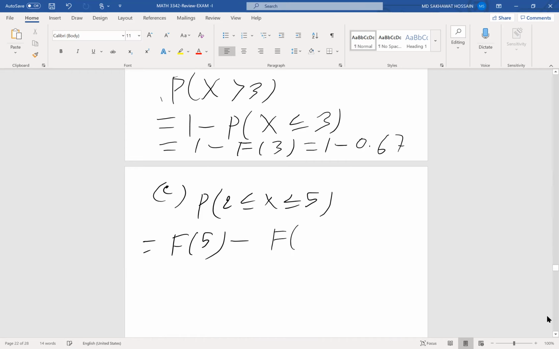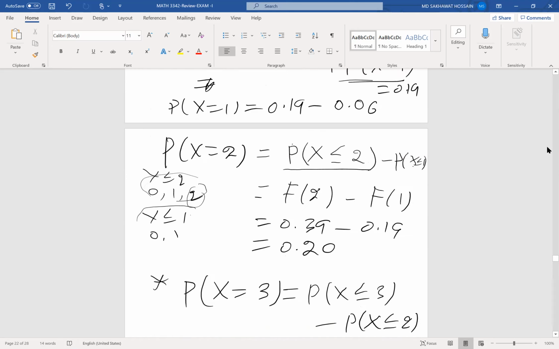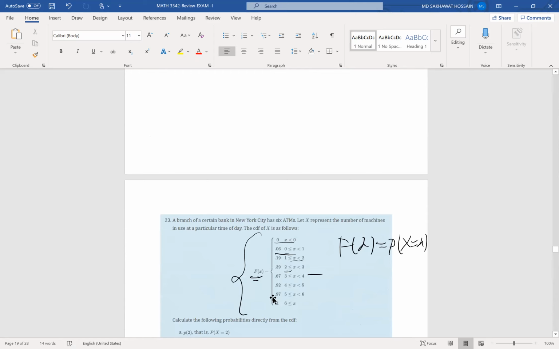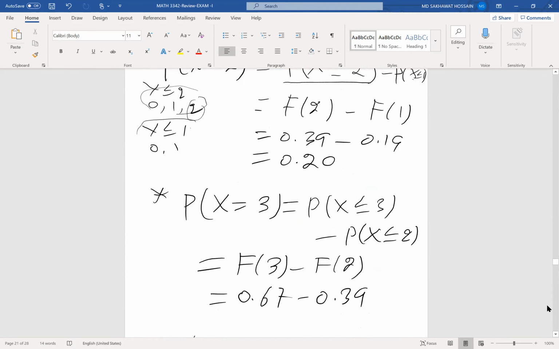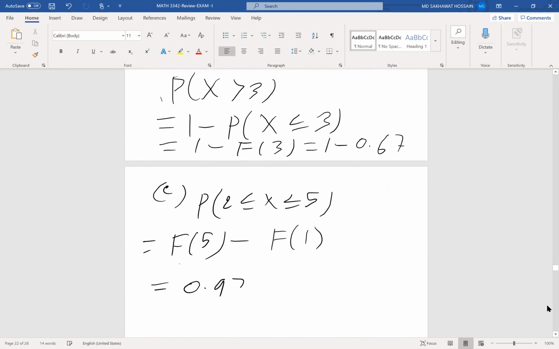That means you have to subtract up to 1, not up to 2. So F of 5 means the probability up to 5 minus the probability up to 1. Because F of 5 will give you the probability from 0 to 5, but we have to find the probability from 2 to 5, so you have to subtract 0 to 1. That's why we subtracted F of 1. F of 5 is from here, which is 0.97, and F of 1 is 0.19. So 0.97 minus 0.19.